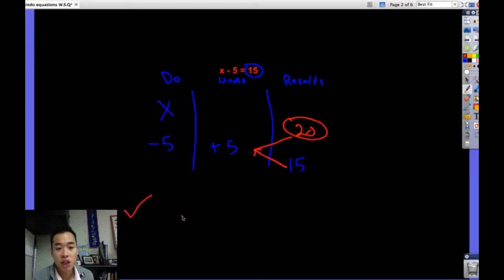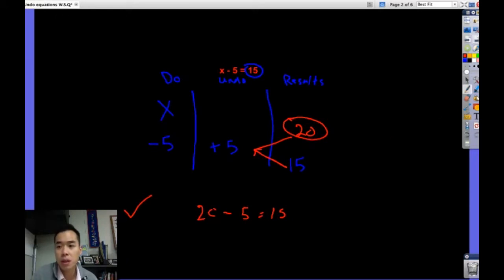Down here, checking my work, 20 minus, excuse me, 20 minus 5 does equal 15. Very relatively easy problem. I just want to ease you into how to do the do, undo, result table. I've had students in the past that called it the DIR table, but really it's just whatever you want to call it. It's basically undoing the equation.